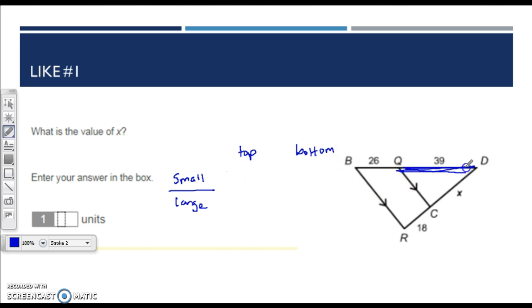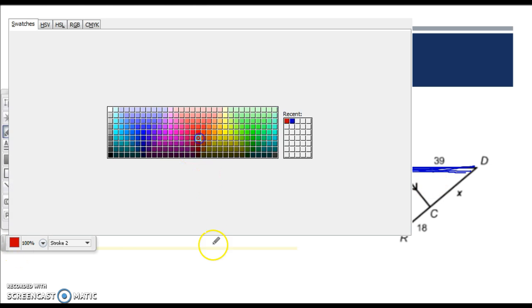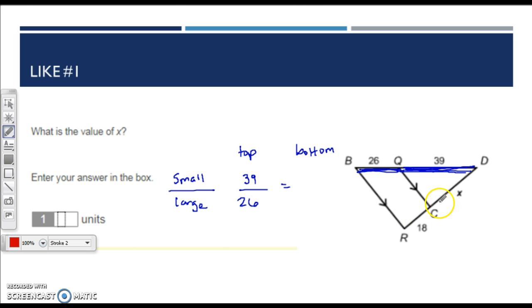The small part of this guy is 39. The large triangle part is 26. I'm going to set that equal to a proportion for the other side, for the one that's on the bottom here. X is over here, the smaller part, and then 18 is the longer part.